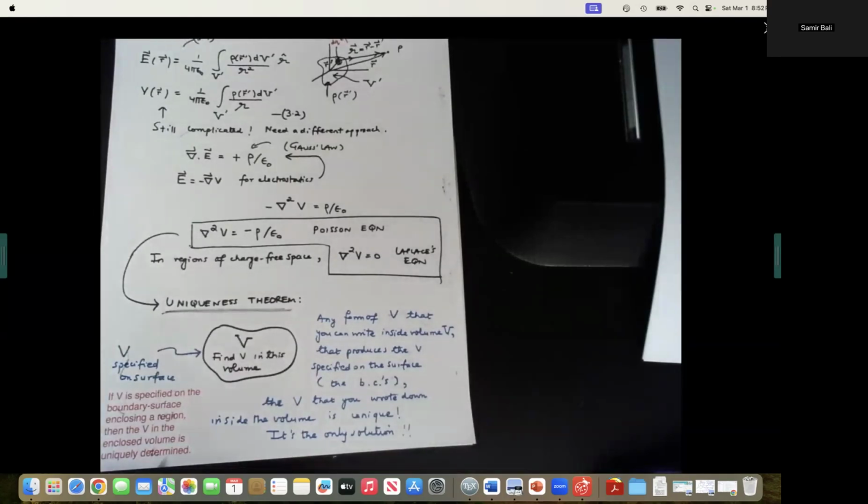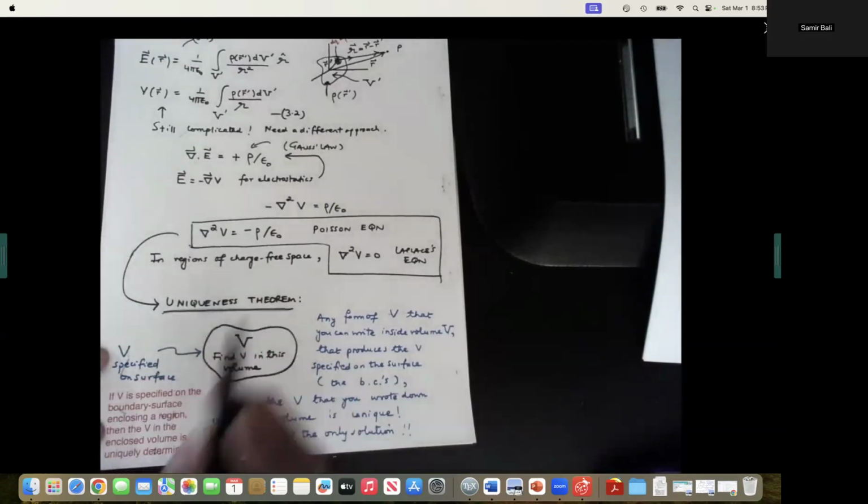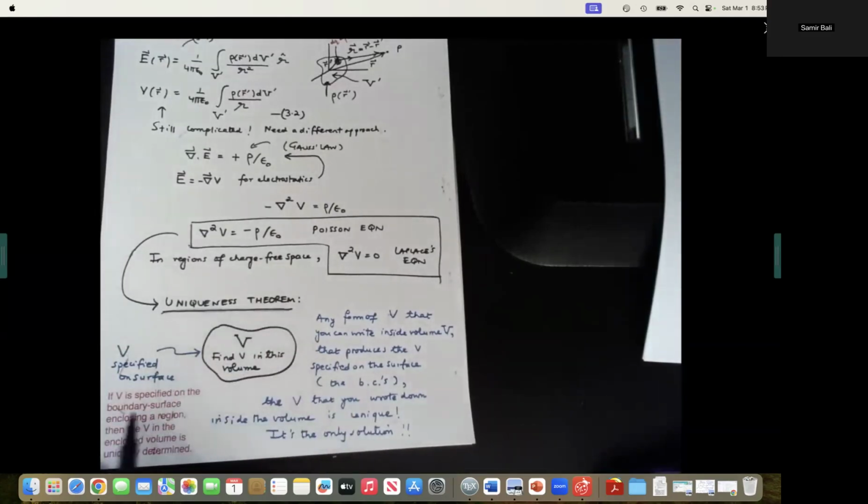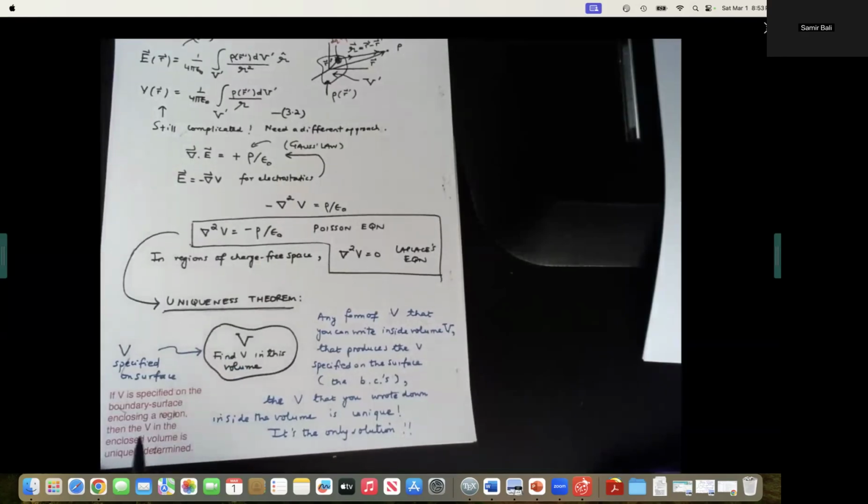So I was talking about the uniqueness theorem, and the point that I'd made was that if the potential, now this line I did not write down in my notes on the 26th in class, but it is now in the lecture that's posted. So the point was that if the potential is specified on the surface, this boundary that encloses a certain volume, then the potential in the enclosed volume is uniquely determined. That's what the uniqueness theorem says. I'm not proving it, I'll just use it.